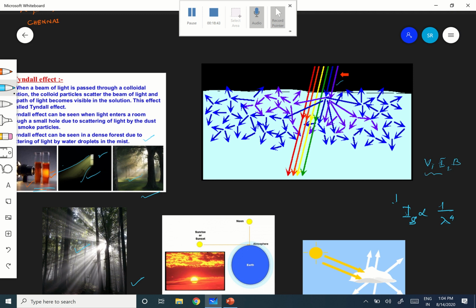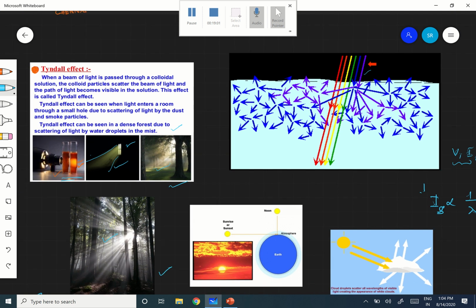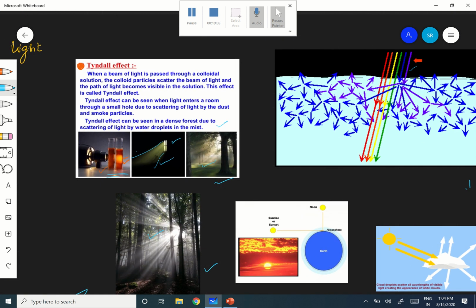Okay, but as such, the sun is also sending more of blue than violet and indigo. And number two is, our eye is sensitive to the dominant color out of violet, indigo, blue, which is blue. Our eye is very much sensitive to blue. That is why we see only blue color.